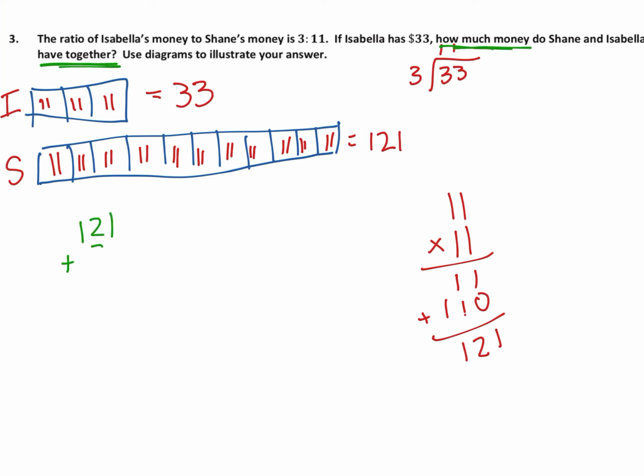So we need to combine their 2 amounts. 3 plus 1 is 4. 2 plus 3 is 5. And then we have the 1. So they have $154 together.